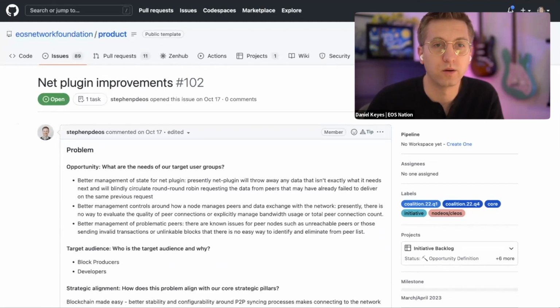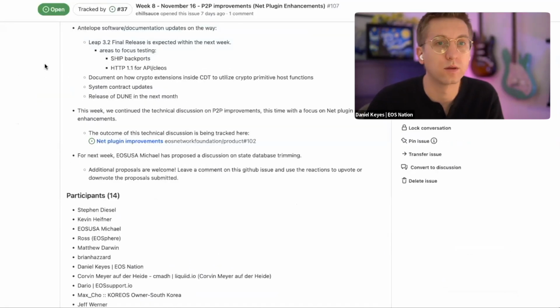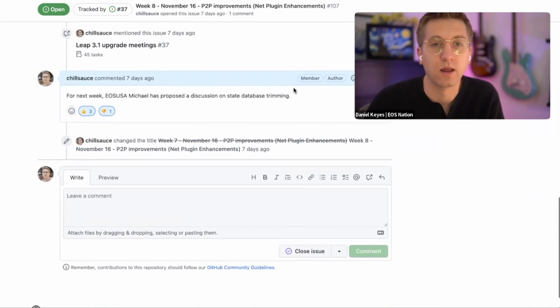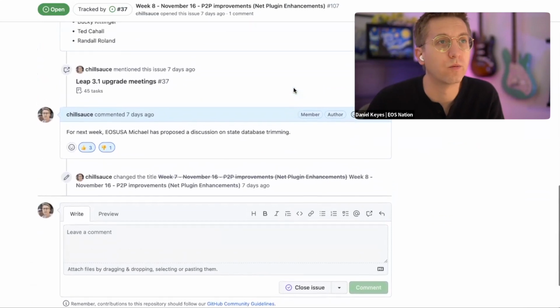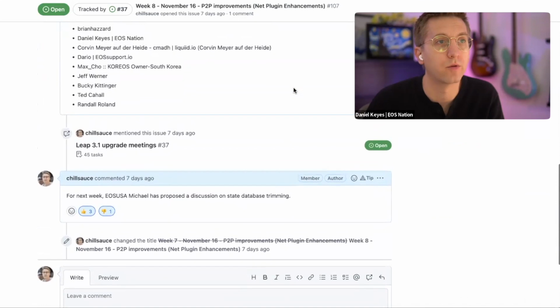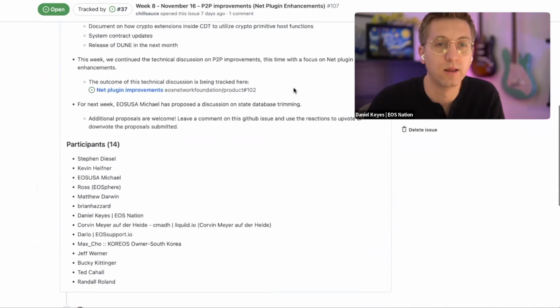And this week, a suggestion from Michael, EOSUSA, is to discuss state database trimming. It's Thanksgiving in the US now, so he's unable to join today. We can decide whether we want to continue having that conversation or table it for another day if we have folks on the line who can speak to that.